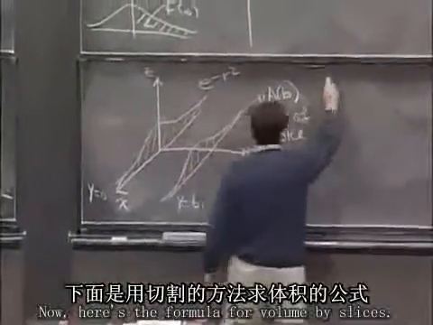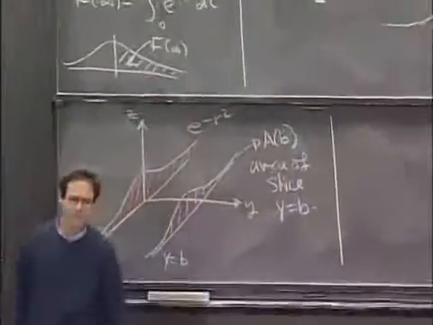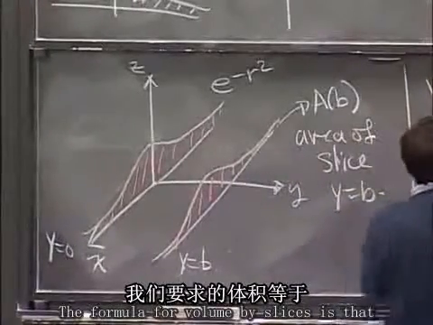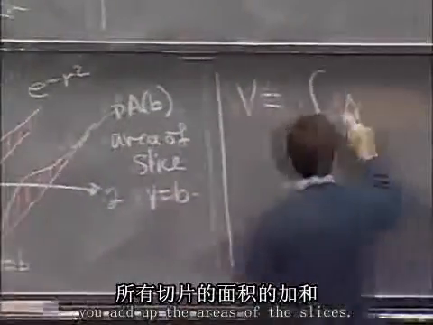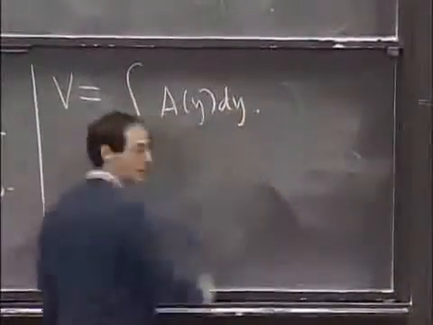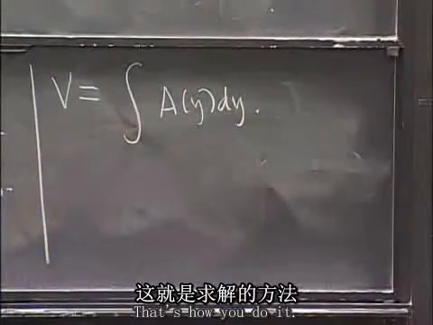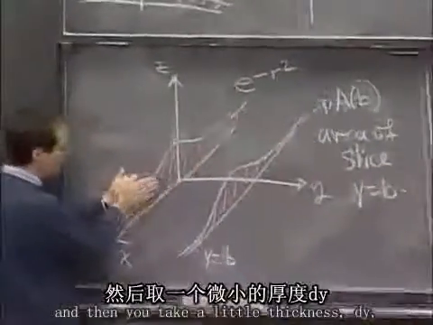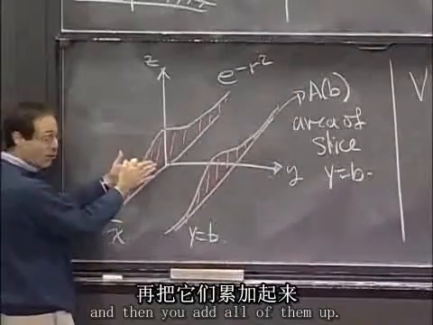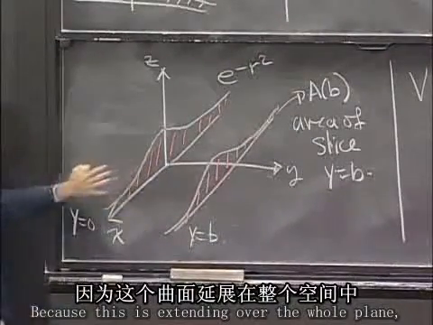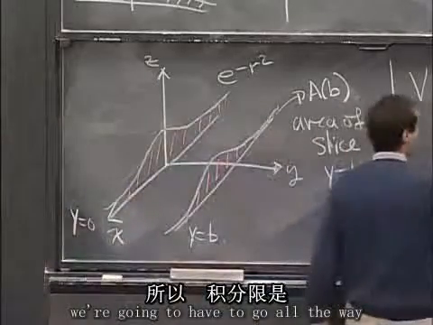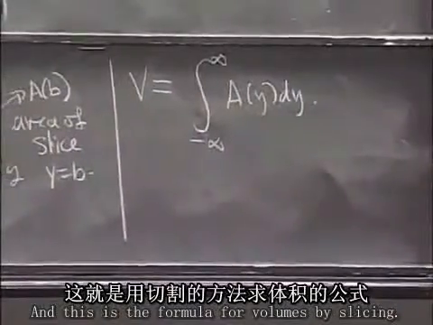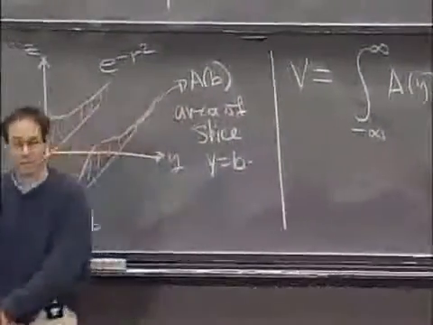Now here's the formula for volume by slices. The formula for volume by slices is that you add up the areas of the slices. That's how you do it. You take each slice, you add the cross-sectional area, and then you take a little thickness dy, and then you add all of them up. Now, because this is extending over the whole plane, we're going to have to go all the way from minus infinity to plus infinity. And this is the formula for volumes by slicing.